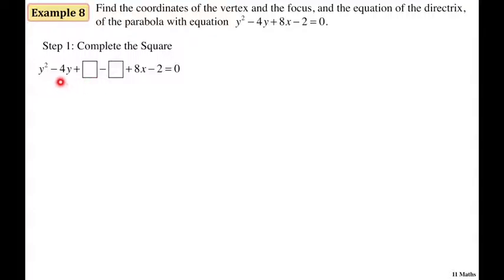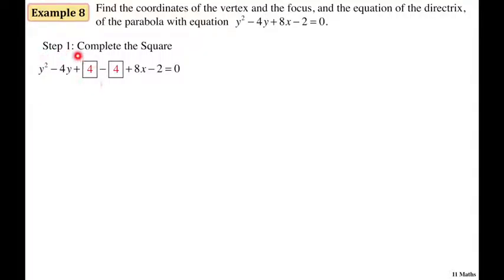Right, we need to find the focus, the equation, the directrix. Let's complete the square first. Completing the square: half the number in front of y. Half of minus 4 is minus 2. Minus 2 squared is 4. So each bracket gets a 4.